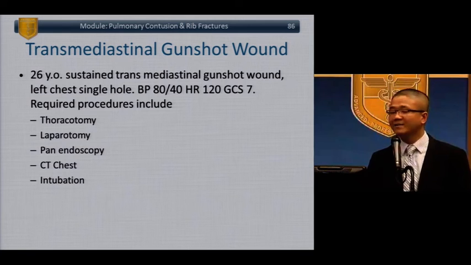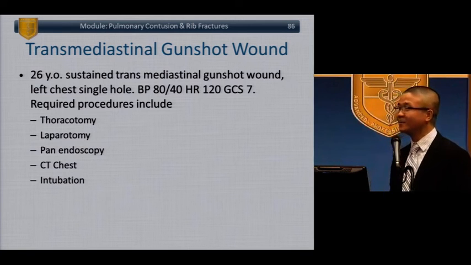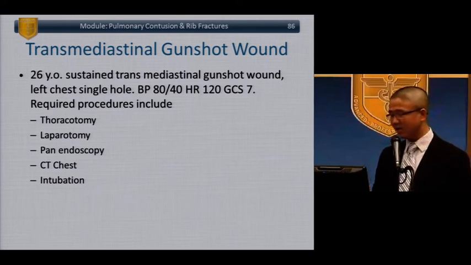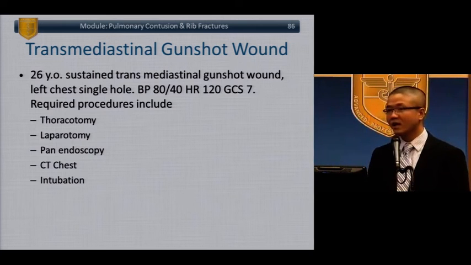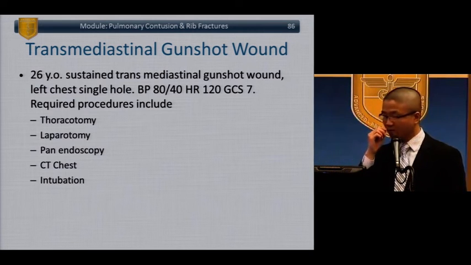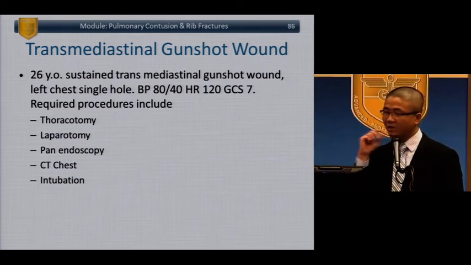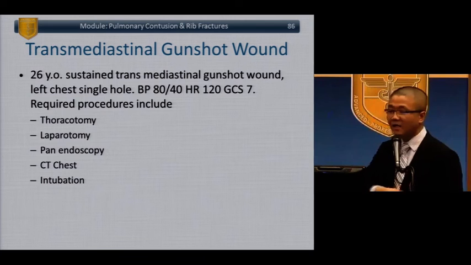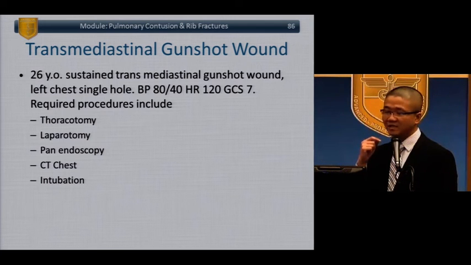But this is a classic transmediastinal gunshot wound, right? It's a classic scenario, and it's classic for tests because there's so much stuff going on, and anything can be possible in terms of an injury. Okay, so let's say that you have a 26-year-old who sustained a transmediastinal gunshot wound, left chest single hole, right? Just one hole on the left side that you can see. Patient is hypotensive, is tachycardic, and has a GCS of 7.